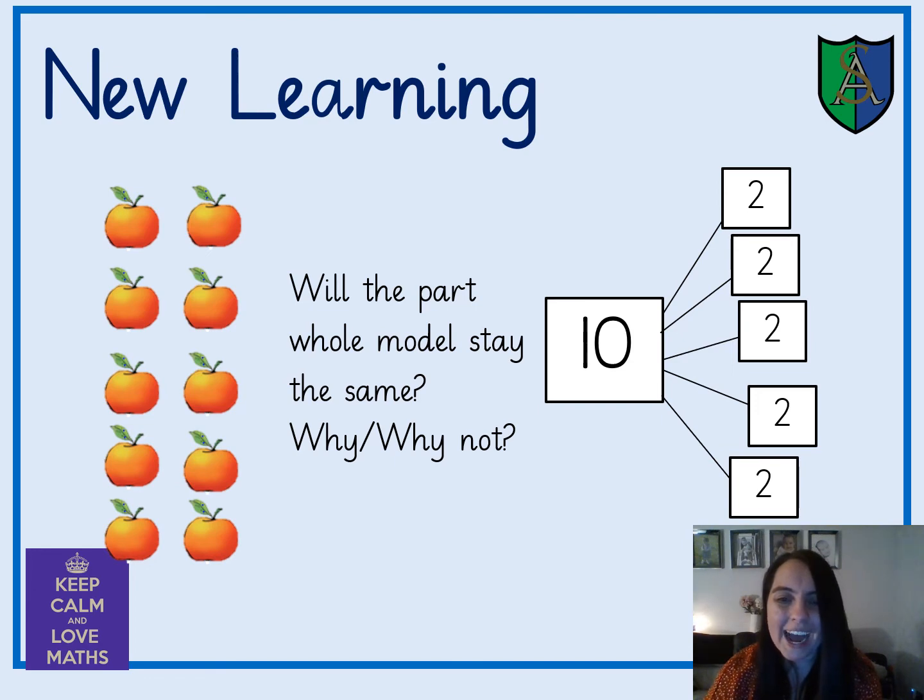Because we now have 1, 2, 3, 4, 5 rows with 2 apples in each. We had 10 altogether, which was our whole, and now we have 5 rows, each with 2 apples. So I hope that that is showing in our part-whole model. I hope that you can see how it is different to our last one.